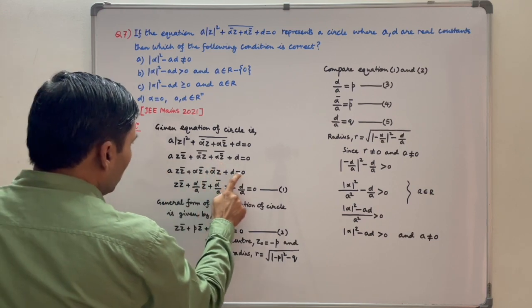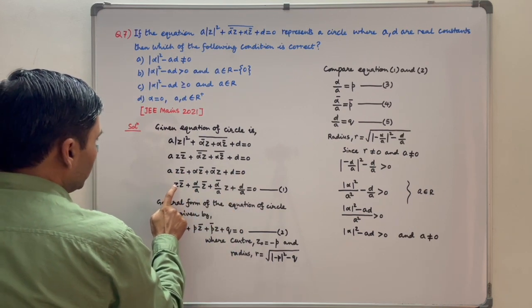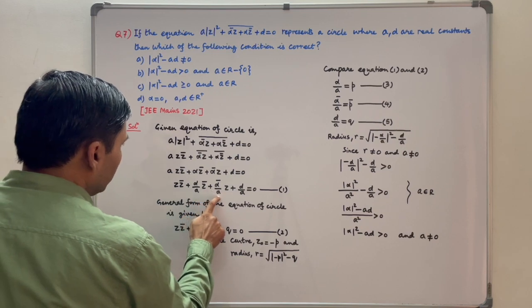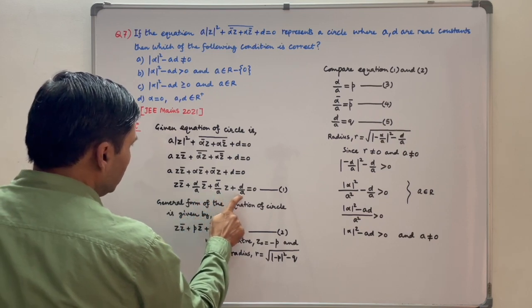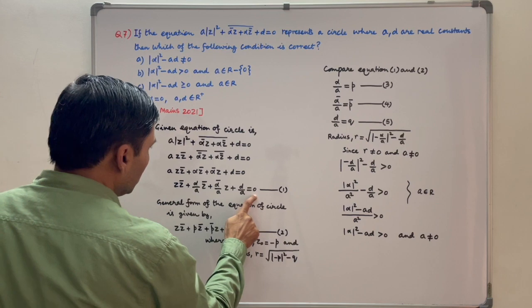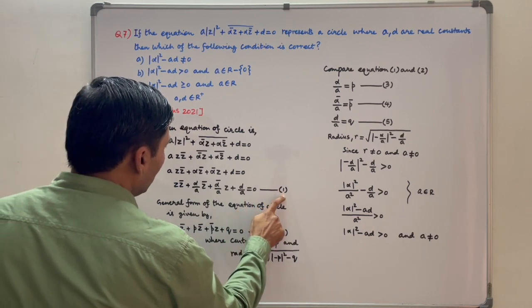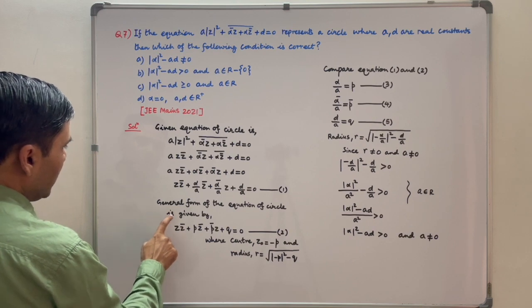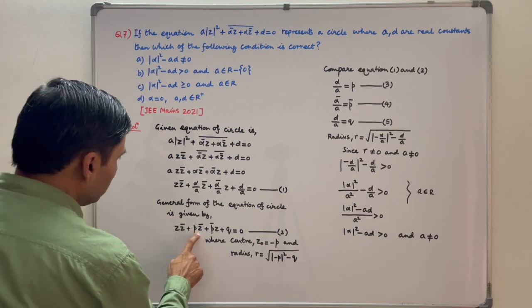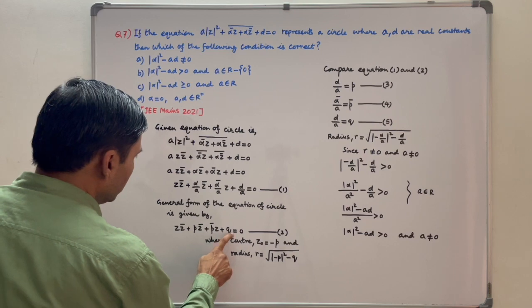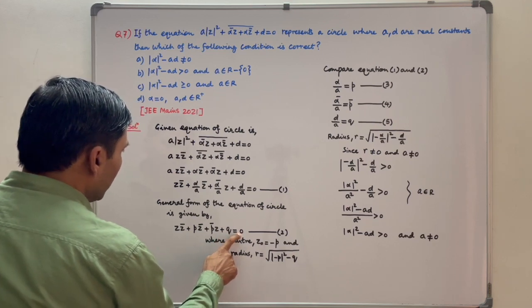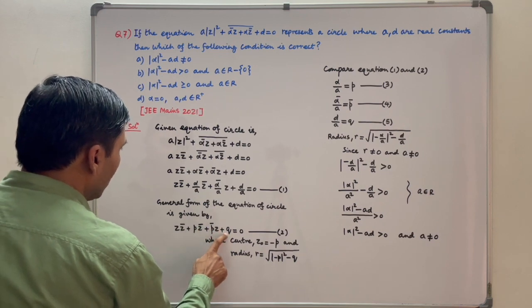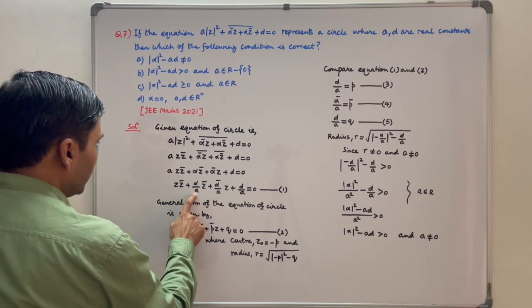Now divide this whole equation by A. So we get zz̄ + (α/A) z̄ + (ᾱ/A) z + d/A = 0. Suppose this is equation number 1. We know the general form of the equation of a circle is zz̄ + pz̄ + p̄z + q = 0. Here I have replaced letters a and b by p and q to avoid confusion with the same letter A.